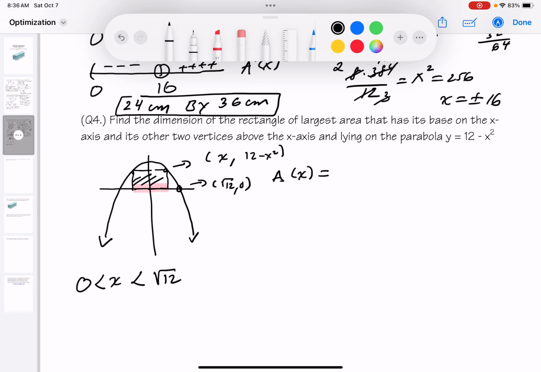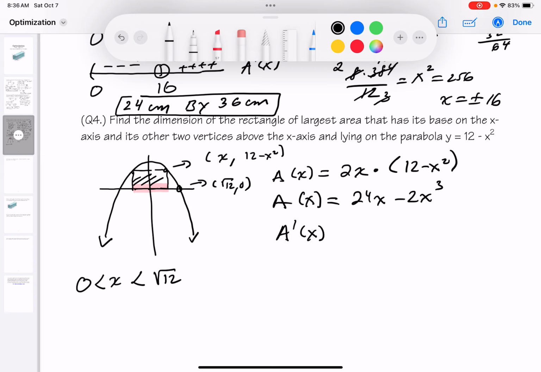write down the area function. And the base of the rectangle is actually 2 times x. The height of it is 12 minus x squared. I'm going to simplify the area function. And that's going to be 24x minus 2x cubed. I'm going to differentiate this, which is 24 minus 6x squared. I want to get the critical numbers between 0 and root 12.